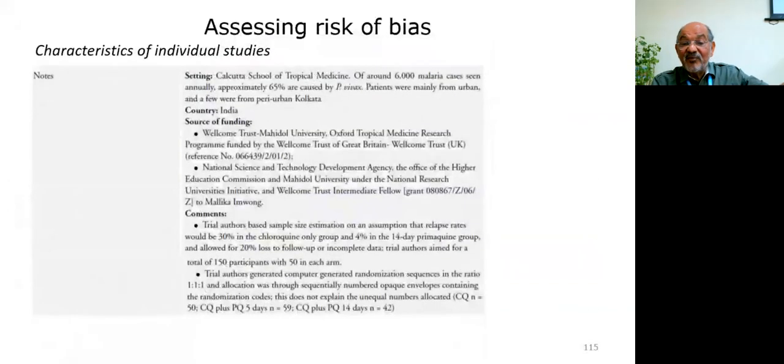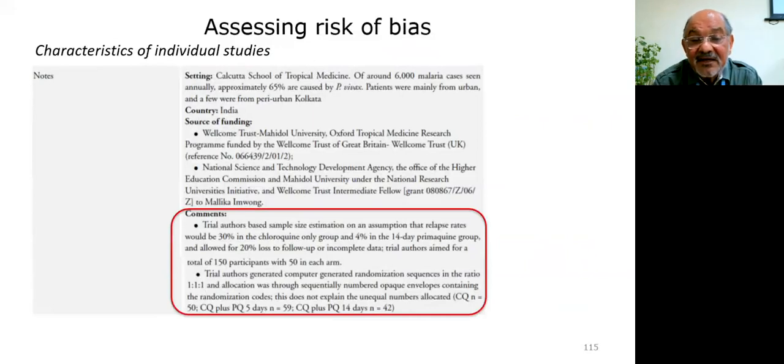Okay. And then the risk of bias. We start looking at what are the specifics of this trial, which we are worried about. Now, it says here the trial authors based sample size estimation on an assumption that relapses will be 30% in chloroquine and 4% in 14-day primaquine, and allowed for 20% loss to follow-up due to incomplete data. And they aim to get 150 participants with 50 in each arm. But what they reported was chloroquine alone 50, chloroquine plus primaquine 5 days 59, and the third arm, which is 14 days, 42.